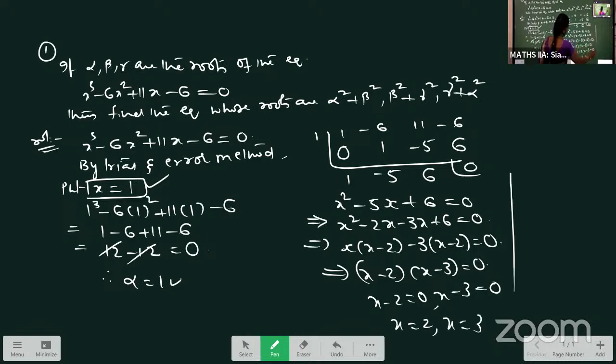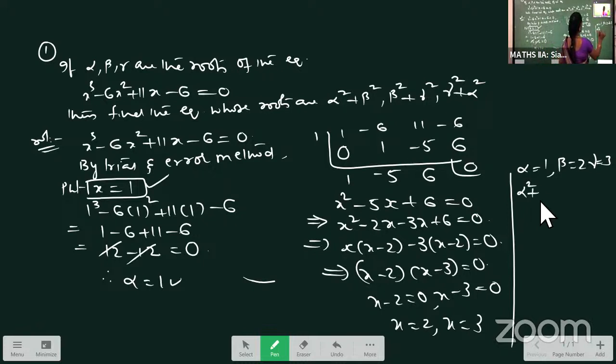So now we have to name this one. Here x is equal to 1, we have named as alpha is equal to 1. Similarly, we name this one as beta, and this one as gamma. So alpha is equal to 1, beta is equal to 2, gamma is equal to 3, right? Now we have to find alpha square plus beta square, that is 1 square plus 2 square.